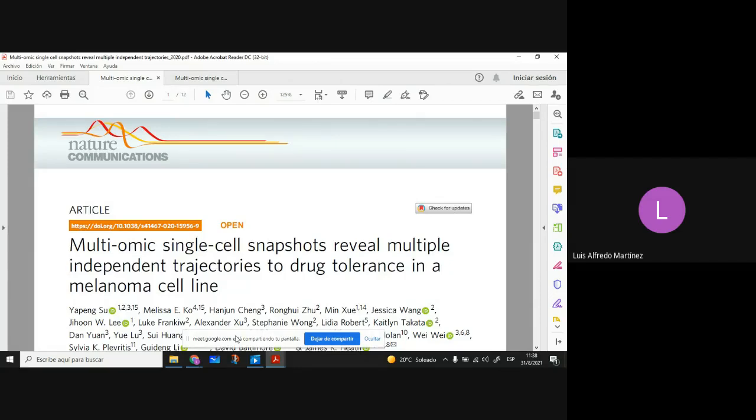The paper that I will explain today is titled Multi-omic Single Cell Snapshots Reveal Multiple Independent Trajectories to Drug Tolerance in a Melanoma Cell Line. The aim of the study is to identify cell trajectories with a single-cell approach by analyzing fluorescence microscopy images of melanoma cells obtained from cancer patients.